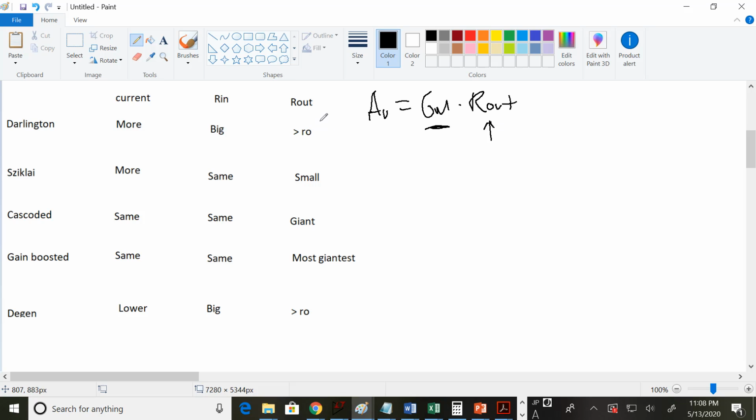So looking over here at R out, there are a few options. This one is going to give you a little bit bigger than a single transistor. This is smaller, so that's going to drop your gain. This is giant, so that looks like a promising one, but this is the most giant.